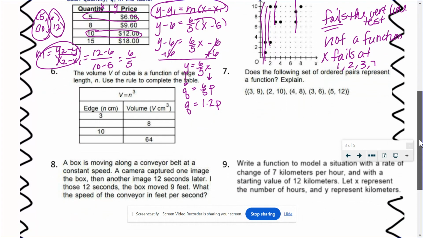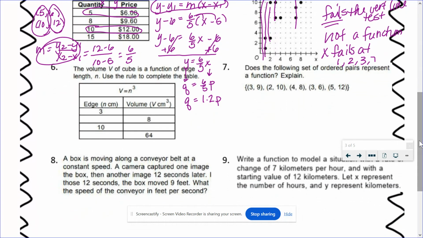Okay, number 6, the volume V of a cube is a function of edge length n. Use the rule to complete the table. So we're going to use this rule. Edge is n and volume is V. I'm going to start by putting a 3 in the n spot in this formula. So V equals, I'm going to put 3 and then cube it. So V is equal to 27. And while I'm at it, I'm going to go ahead and do the 10 here. So V equals 10 cubed. So V equals 1,000.